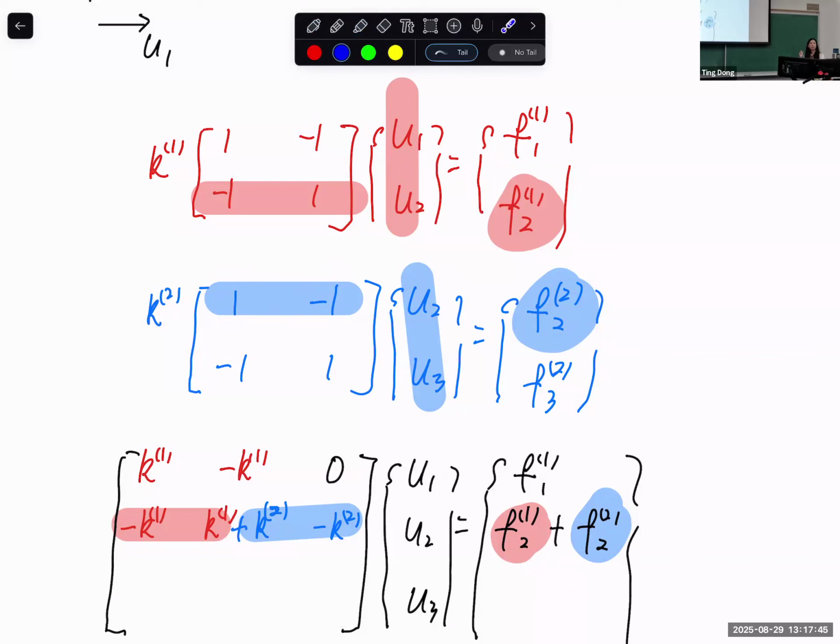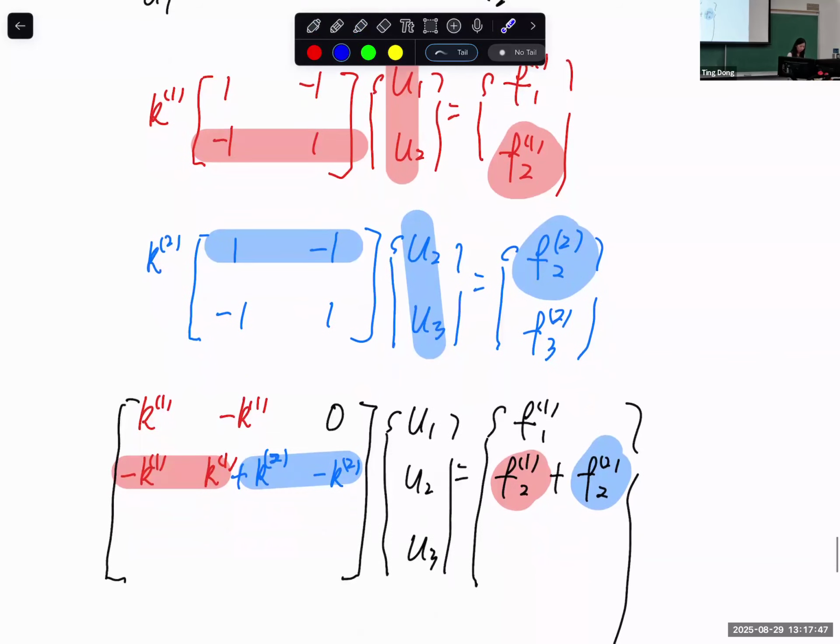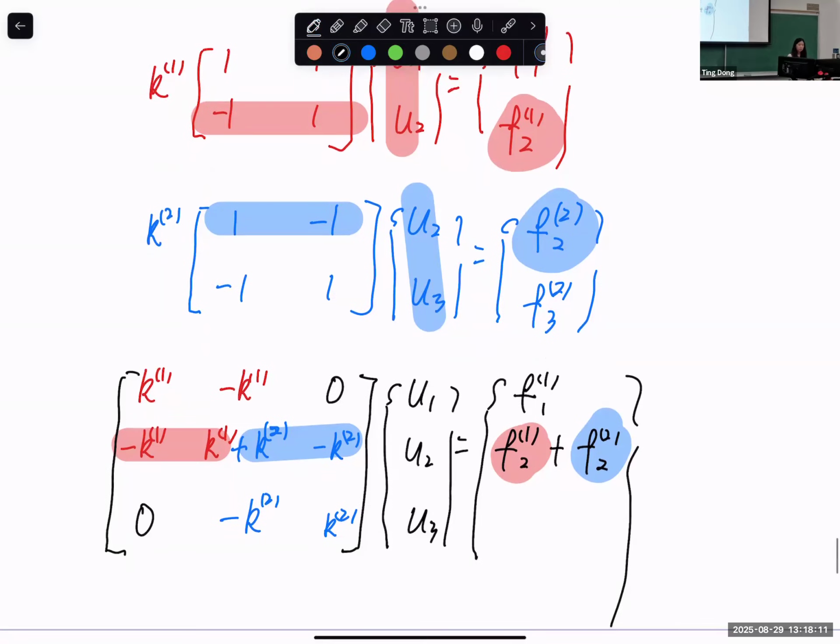Any question? Now the third row, what are the three components for the third row? 0, negative K2, K2. And of course, the fourth component, since node 3, there's only element 2 connected to it. So we only have one term, F2, element 2 at node 3.